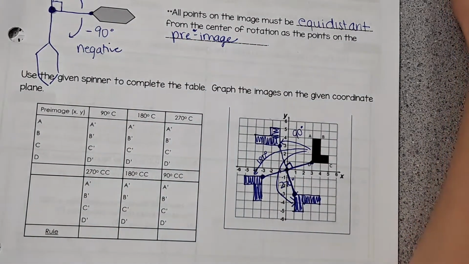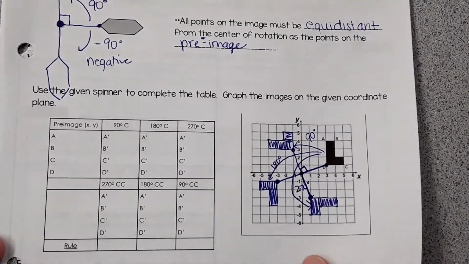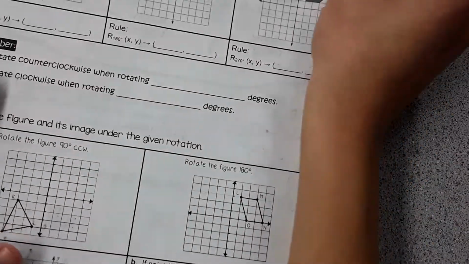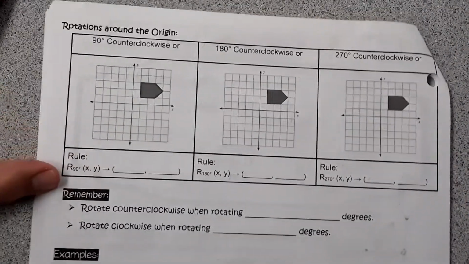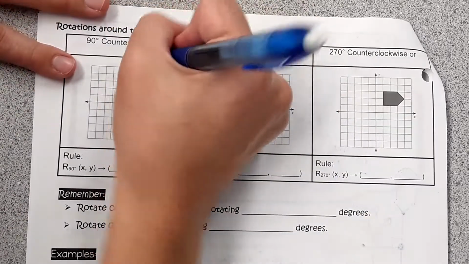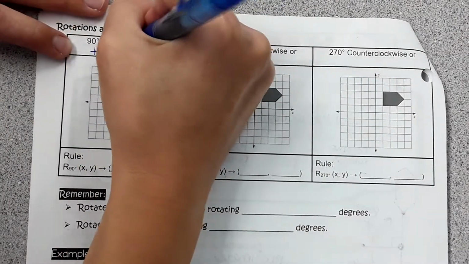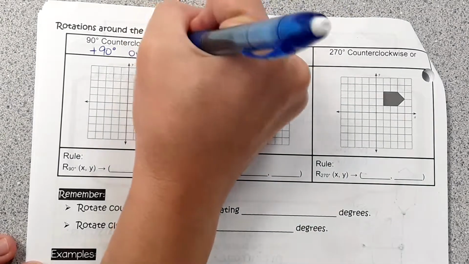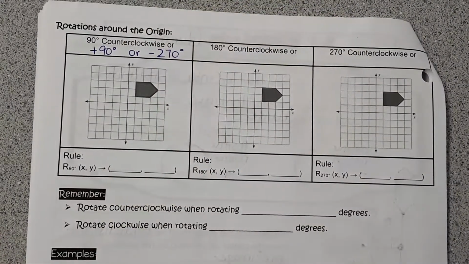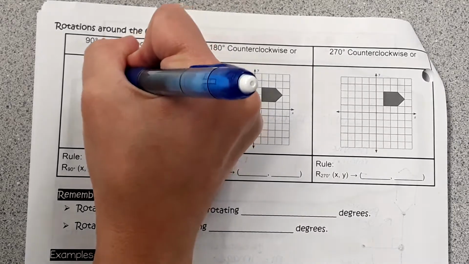Okay, next. So turn to the next page. Okay, so 90 degrees counterclockwise, so we're going to rotate this shape 90 degrees counterclockwise. That would be a positive 90 degrees, or that would be the same as a negative 270 degrees in the other direction. It would land in the same spot. So to rotate this shape, it would land right here.